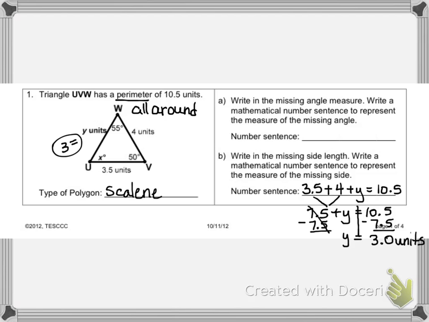The total angles, the 55 plus the 50 plus the x should give me what? 180. So my number sentence is going to be 55 plus 50 plus x should give me 180 degrees. What do I do to solve? Add these together and you get 105 plus x is equal to 180. Then what? Minus 105.